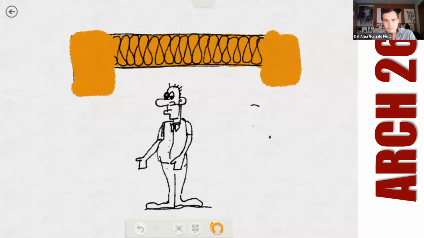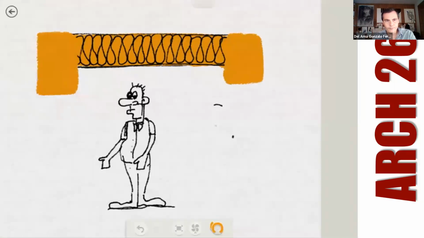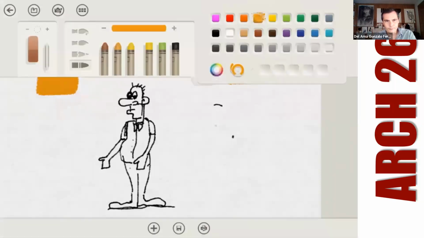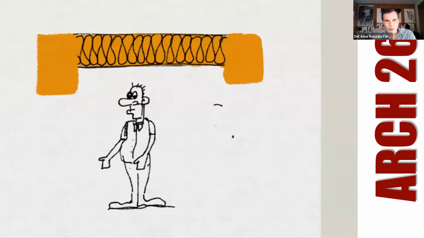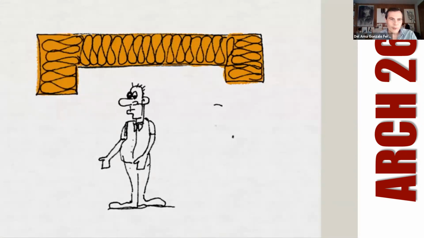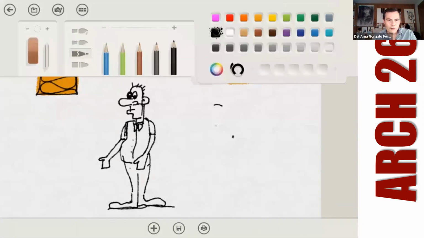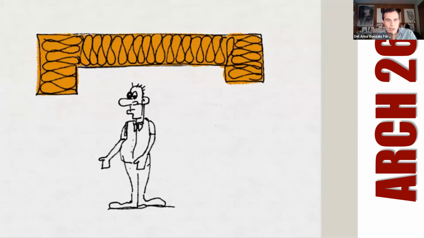So let's create the wall. Okay, so remember that we do have thermal insulations, and this is something that we have to learn how to create: a continuous thermal insulation. And then we have windows.